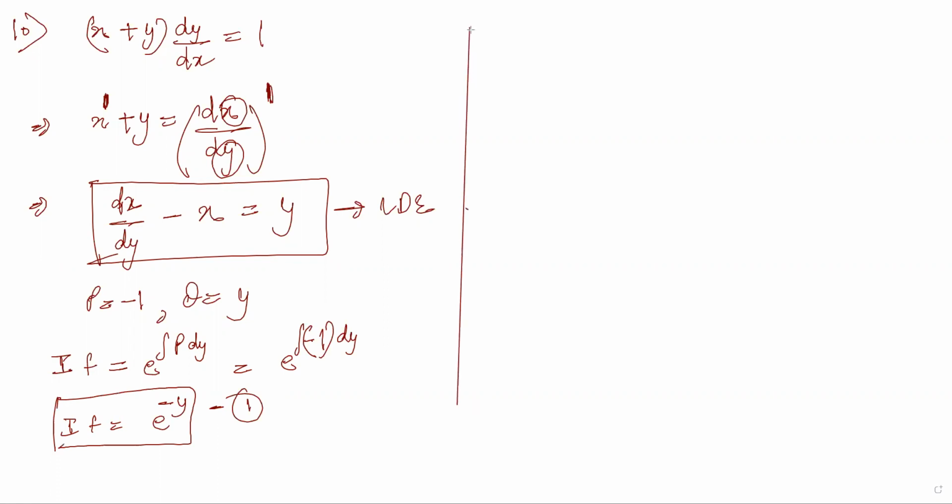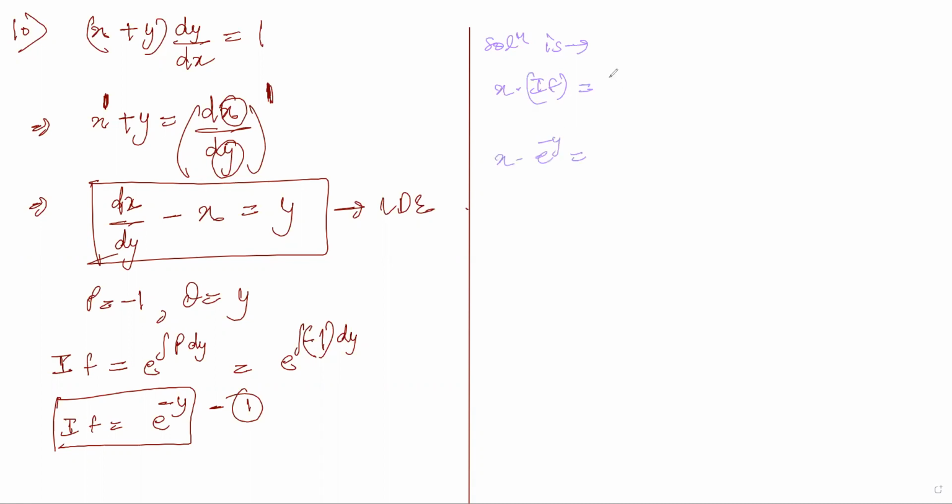Now, how can we write the solution? Anyone can tell me? x into integrating factor, which is e raised to minus y, is equal to the integral of q into integrating factor dy. Correct. So everything where we used x will be changed to y, and everything where we used y will be changed to x. So this will be q is y, into e to the power minus y into dy plus c. And how do we integrate this part?